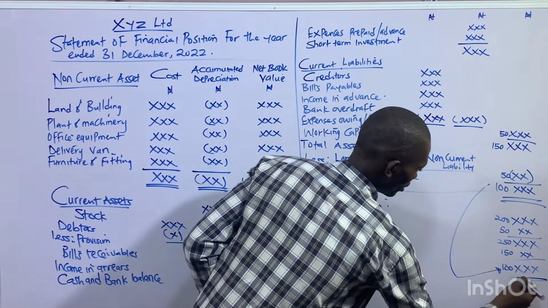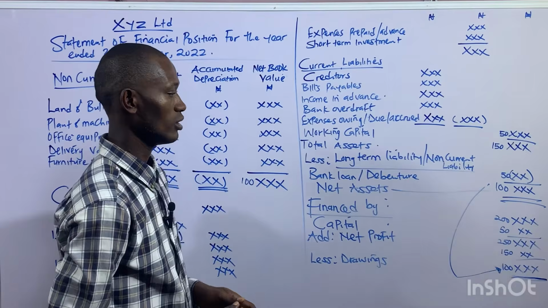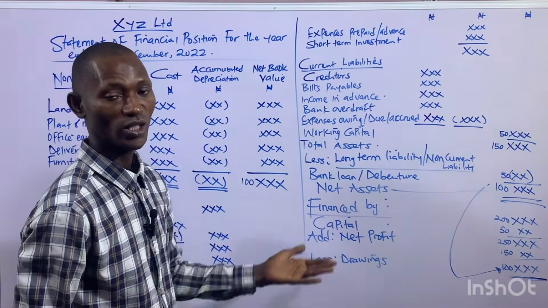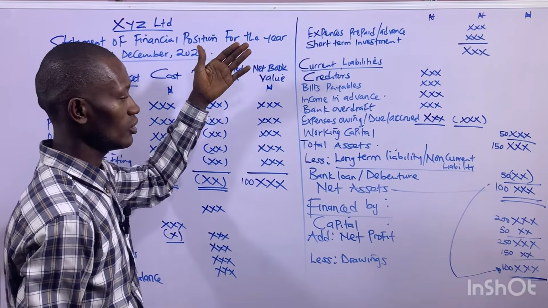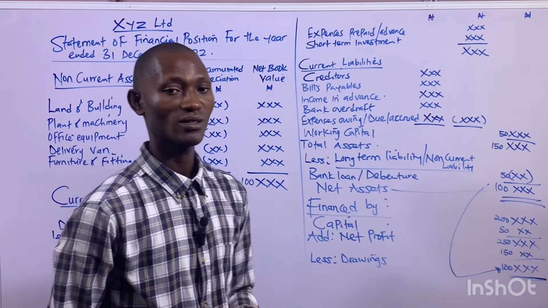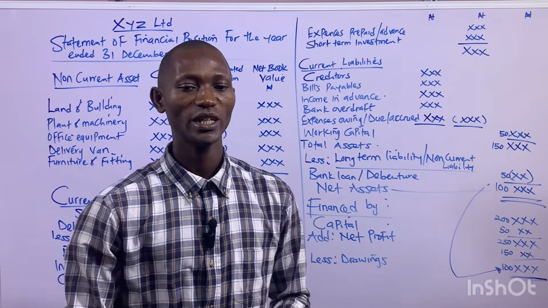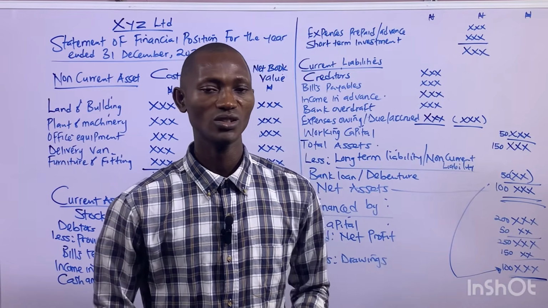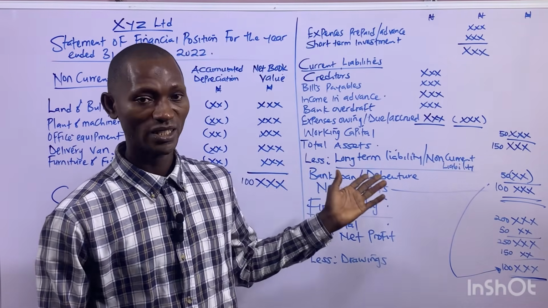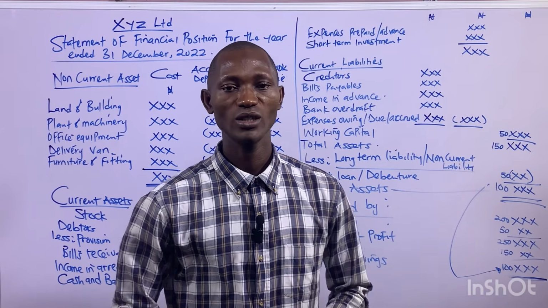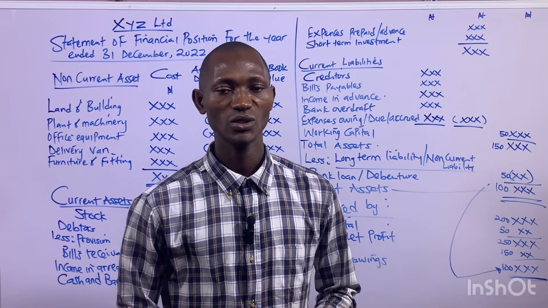So this is where we are going to draw the curtain for today. That was using the accounting equation to prepare a balance sheet. Like I said, the accounting equation gives birth to the preparation of the statement of financial position, which is the balance sheet, and that's what we have prepared on the board. So this is where we are drawing the curtain for today.